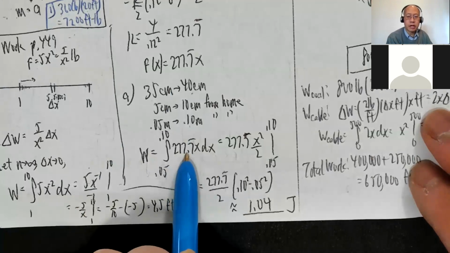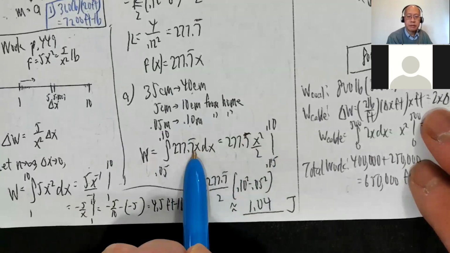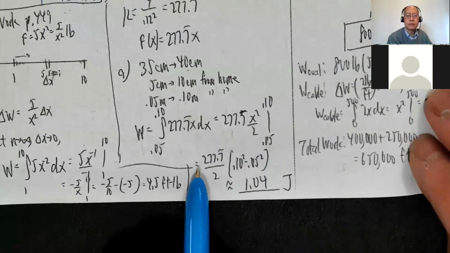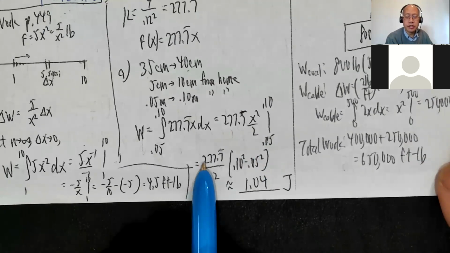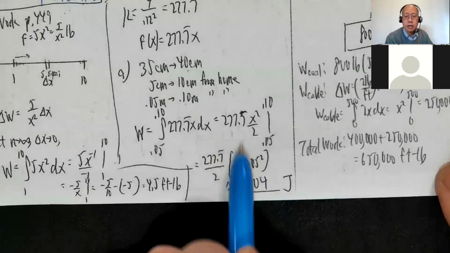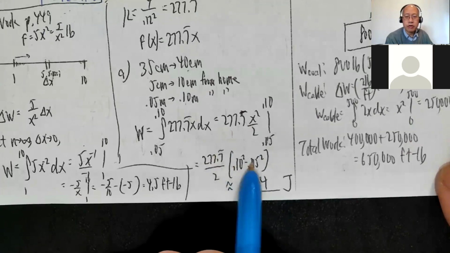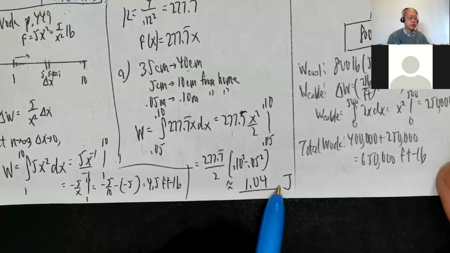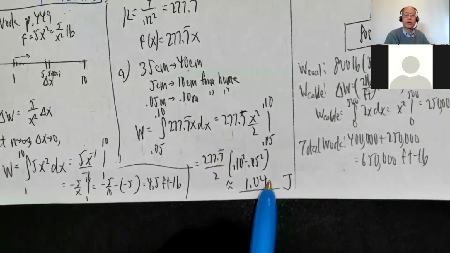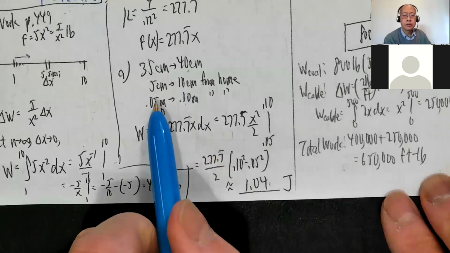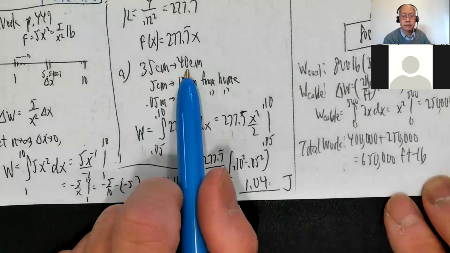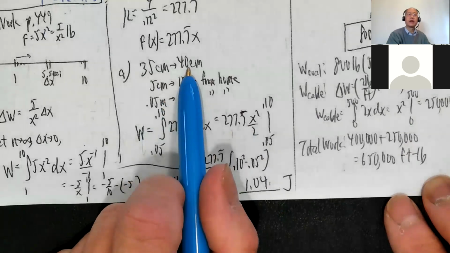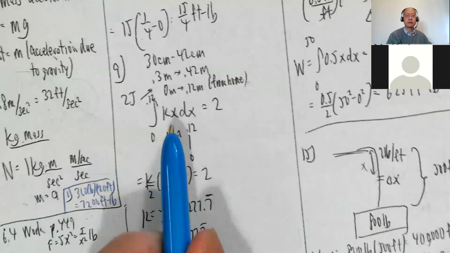All right, so 277.7 repeating, that's a bar. x becomes x squared over 2. So this is 277.7 repeating divided by 2, times 0.10 squared minus 0.05 squared. Punch it in the calculator. It's about 1.04 joules. So the answer is 1.04 joules of work. Joules of work going from where to where? Going from 35 centimeters to 40 centimeters, and where the home position is 30 centimeters.